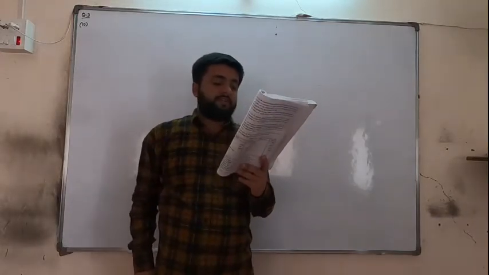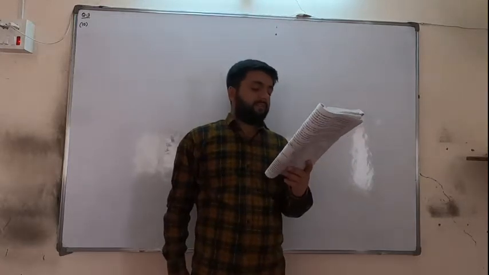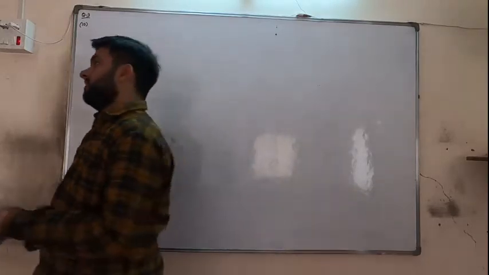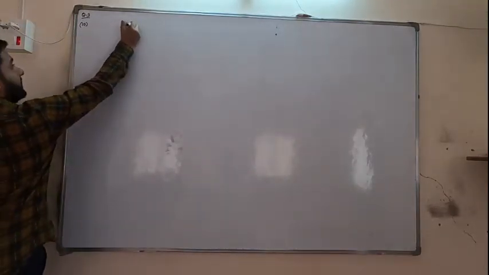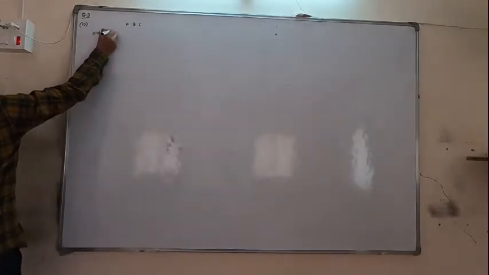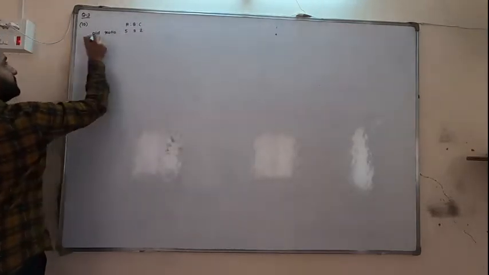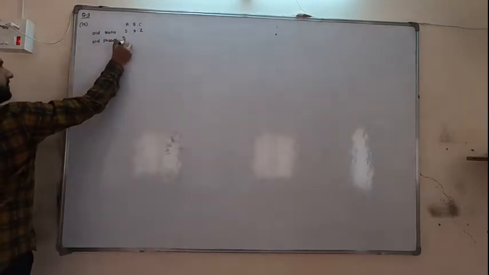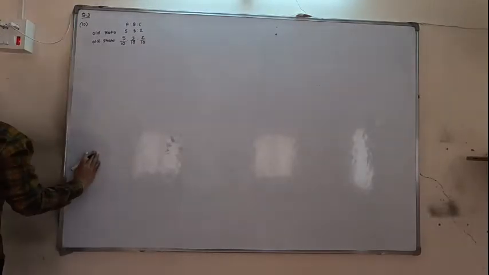A, B, C are partners sharing profit and loss in the ratio of 5:3:2. B and C share profit and loss in the ratio of 40%, 60% after A's retirement. Both ratios are given. Okay, so 10th sum. A is to B is to C, old ratio 5 is to 3 is to 2. Old share 5/10, 3/10, 2/10.